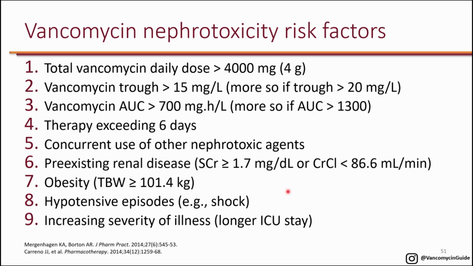And there are many risk factors for nephrotoxicity. A lot of studies have been done, and they found that if the total vancomycin daily dose is more than 4 grams, or 4,000 milligrams, the patients are more likely to have nephrotoxicity. Also, if the vancomycin trough is greater than 15, which I just showed you, or if the vancomycin AUC is greater than 700, that's also nephrotoxic. That's why the new guidelines are targeting an AUC of 400 to 600, because they don't want you to reach 700.